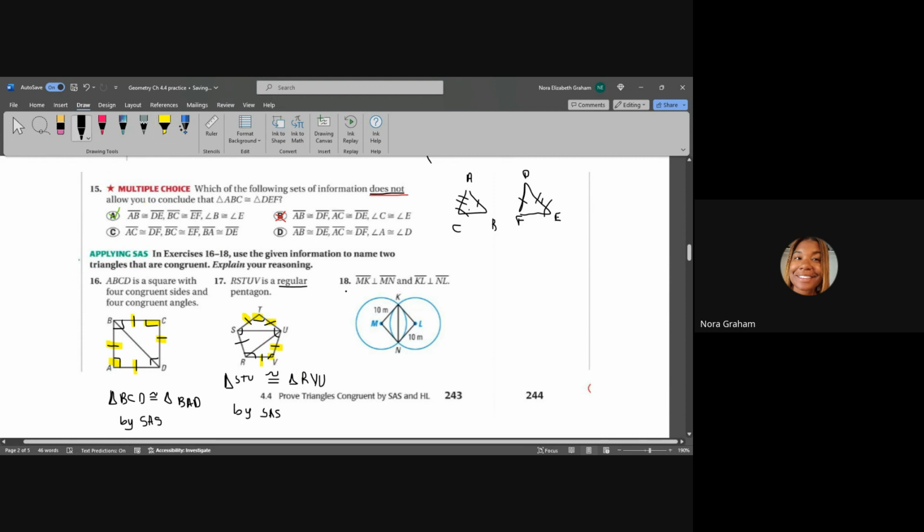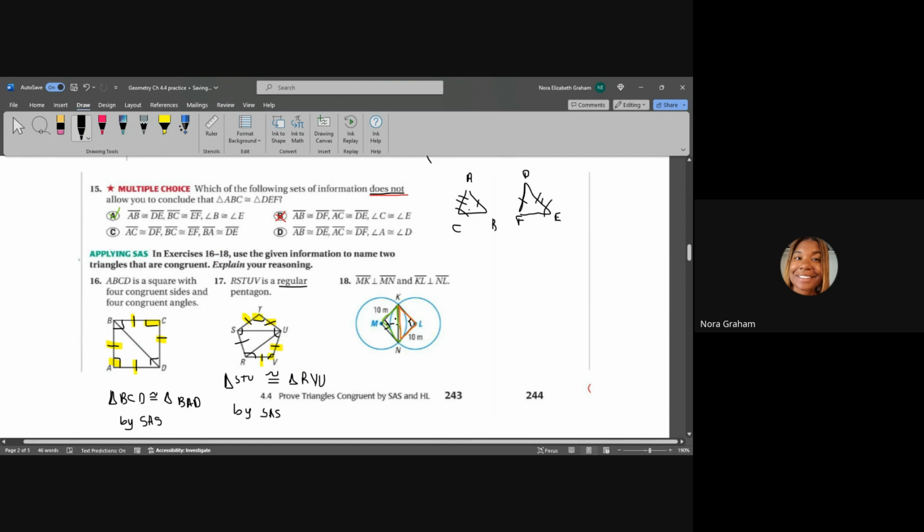Let's do 18. So this one is saying that MK is perpendicular to MN. Remember, perpendicular means that when they touch, they create a 90-degree angle. And then also KL is perpendicular to NL. So again, when they touch, they create a 90-degree angle. So if we look at these as two triangles, they already marked that they have two sides. But remember, the side across from my 90-degree angle is my hypotenuse, right? Let me mark that up.